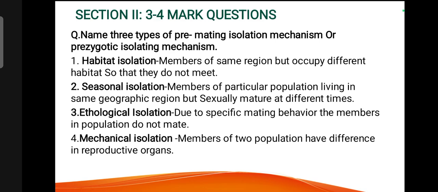3 to 4 marks question. Name 3 types of pre-mating isolating mechanism or pre-zygotic isolating mechanism. You can write any 3.